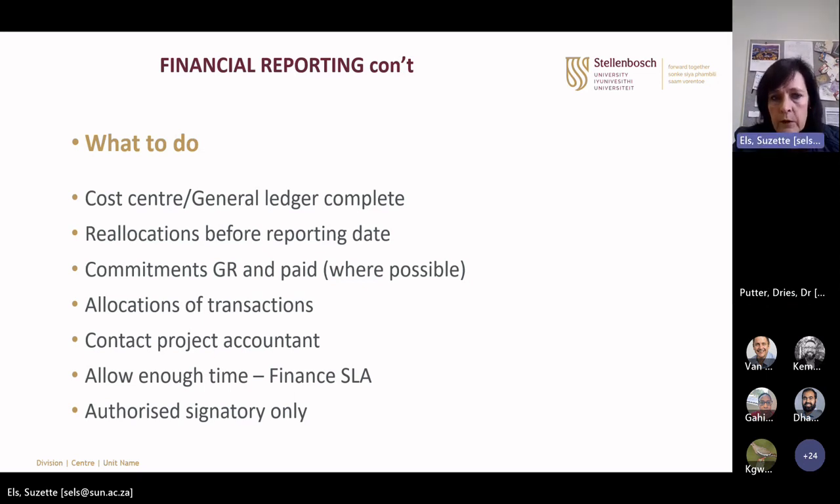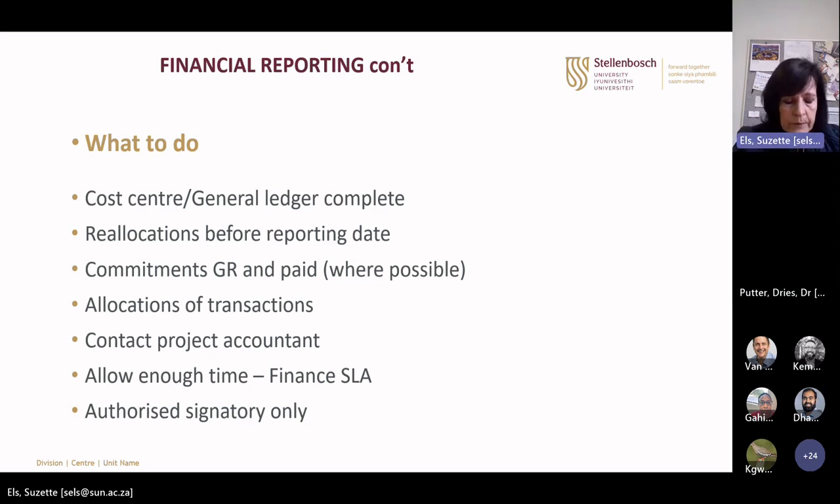Yeah, this can all be done by the project accountant. That's why we have project accountants. I must say, some researchers do it themselves. Some departments, the financial administrator will do a report, whatever will suit you, but we have project accountants in DRD that can assist with that.